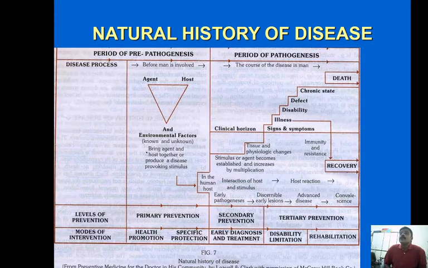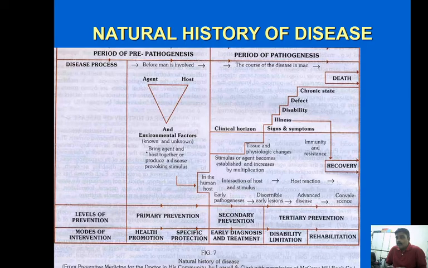So when you look at the natural history of disease, there is a period of pre-pathogenesis and a period of pathogenesis. In pre-pathogenesis, before man is involved, there are a lot of agent, host, and environment factor interactions. When there is a human host, an interaction of host and stimulus starts happening. There's a host reaction, which leads to early pathogenesis, then to a lesion, then to advanced disease, and it leads to convalescence or further immunity.